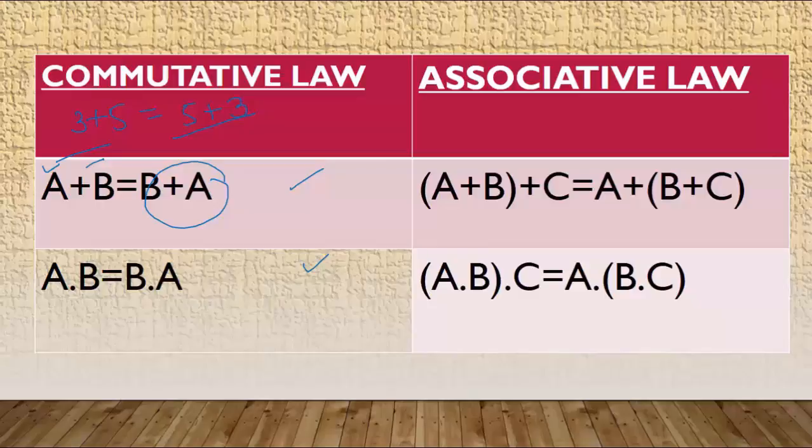So associative law is A plus B plus C. Associative law is there in ANDing and in ORing also. A plus B plus C is equal to, we can take B plus C first also. So A into B into C is like A into B into C. This is very easy in commutative law.